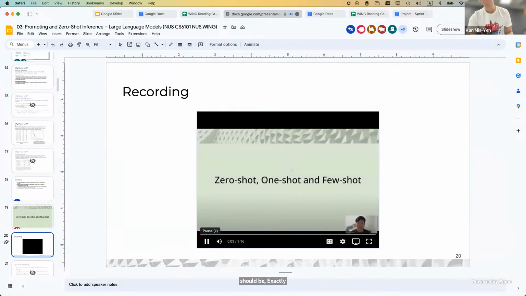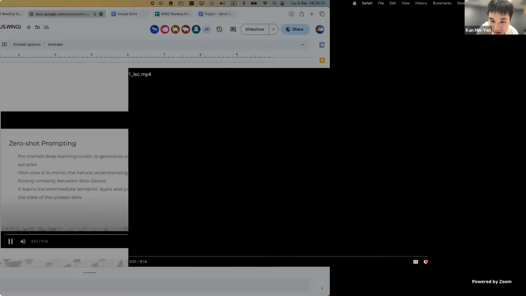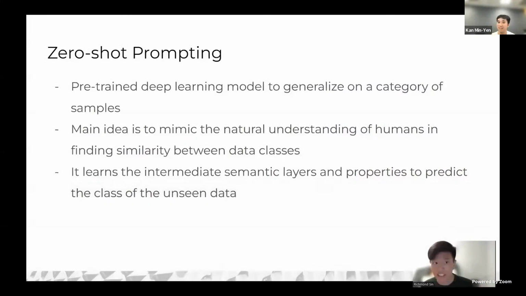We have recently been working on zero shot, one shot. So first up is zero shot learning. What exactly is it? It is actually using pre-given model visualized materials as an example. The idea of zero shot learning is to make machines understand the way humans understand things around us, and find similarity in data classes. It learns intermediate semantic layers and properties to predict classes of unseen data. In short, zero shot learning is training with a set of data and using the pre-trained model to predict on top of unseen data.